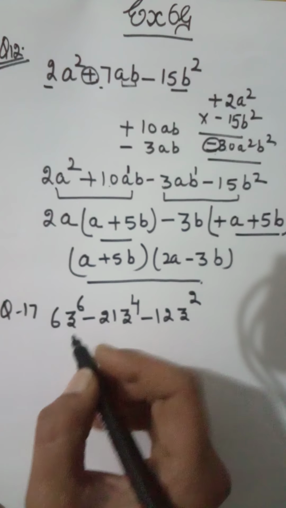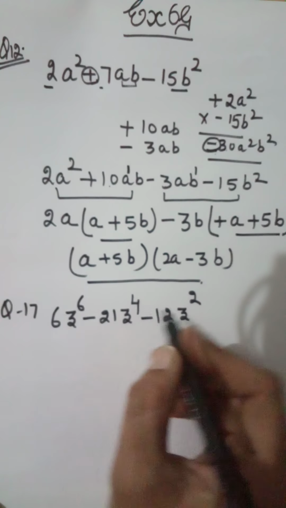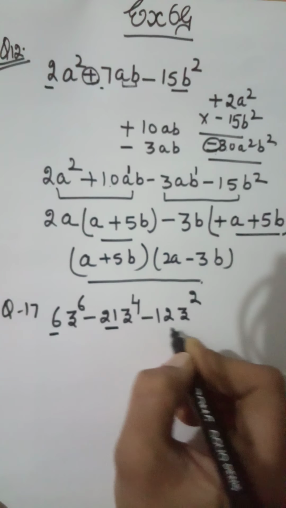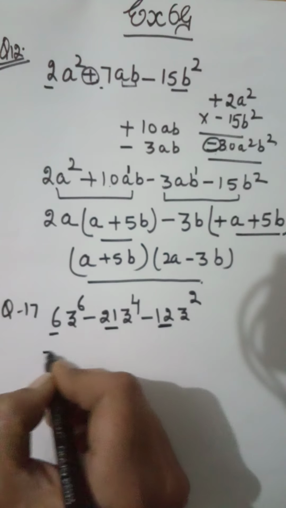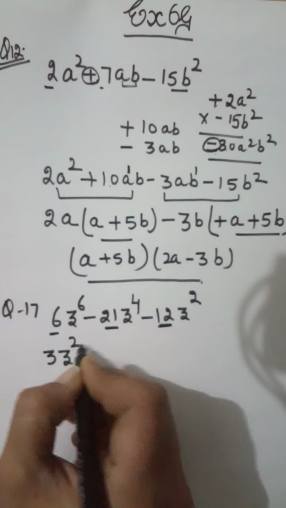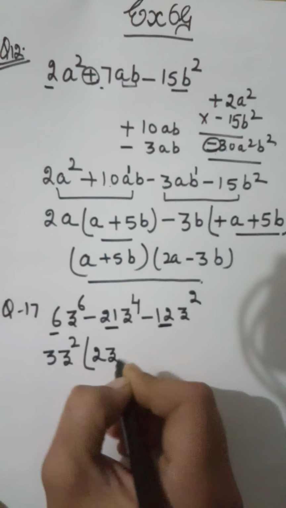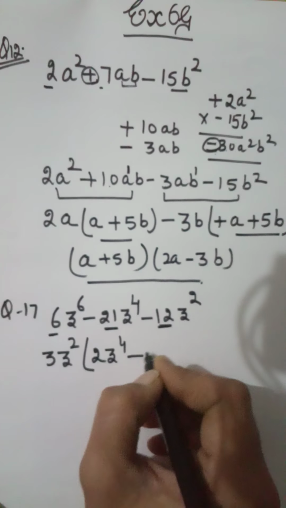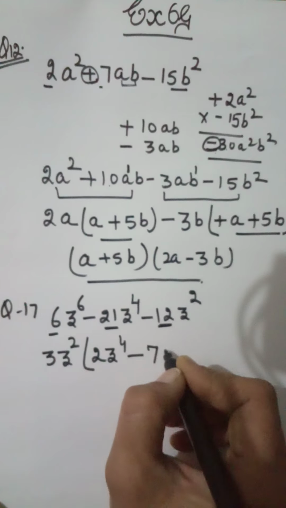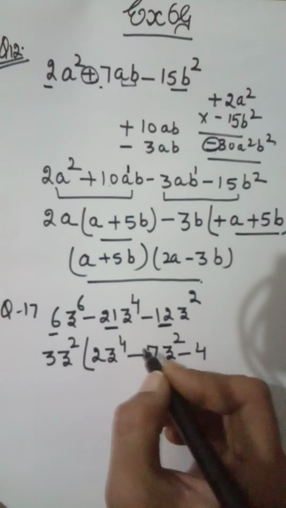Question number 17. 6 z6 minus 21 z4 minus 12 z square. Now from here 6, 21 and 12. 3 is common. Here z6, z4, z2. Z2 is also common. Then what is left? 3 2s are 6 and z4, minus 3 7s are 21. Z, what is left here? Z2 is common. Here is z4, z2 is left. Minus 3 4s are 12, z2 is common.